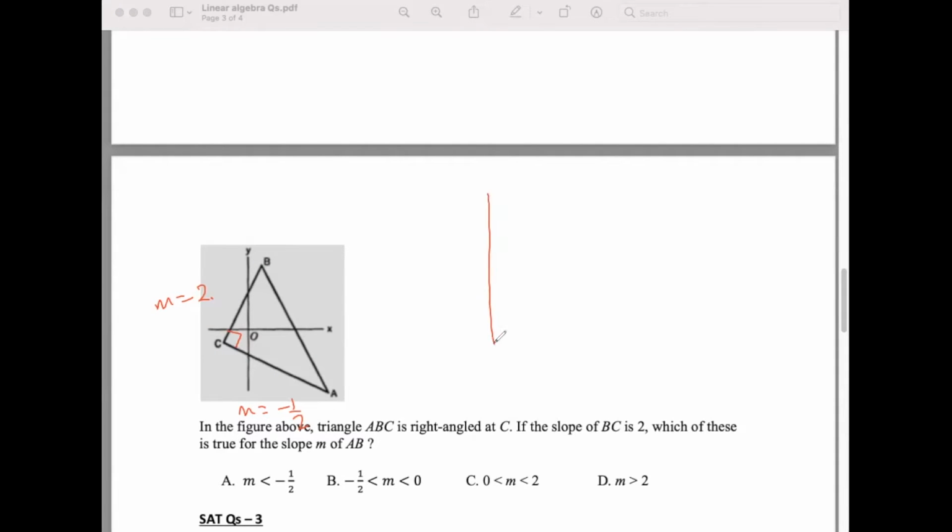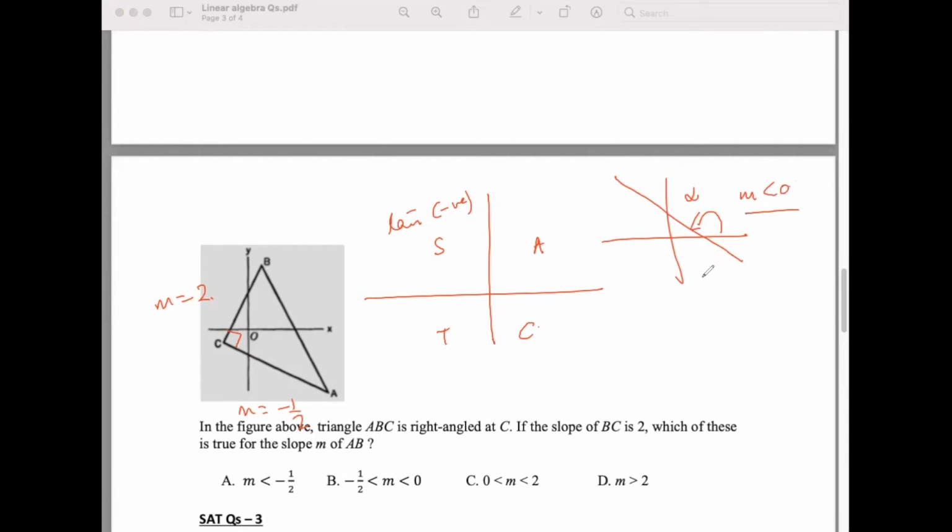And then I started thinking about the ASTC rule, which tells you that tan in the second quadrant is negative, right? Which means that a line that has an angle greater than 90 degrees with the x-axis, the slope has to be negative.